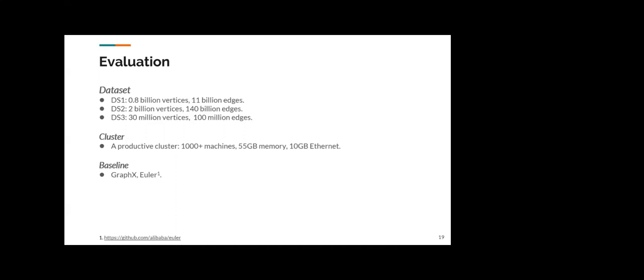And there are more algorithms in our system, such as fast unfolding, k-core, and the triangle count. In the evaluation, we use three datasets. DS2 is a very large dataset with 2 billion vertices and 140 billion edges. DS1 and DS3 are smaller than DS2. The experiments are run on a productive cluster in Tencent. We compare PSGraph with GraphX and Ola. Ola is a graph deep learning framework developed by Alibaba.